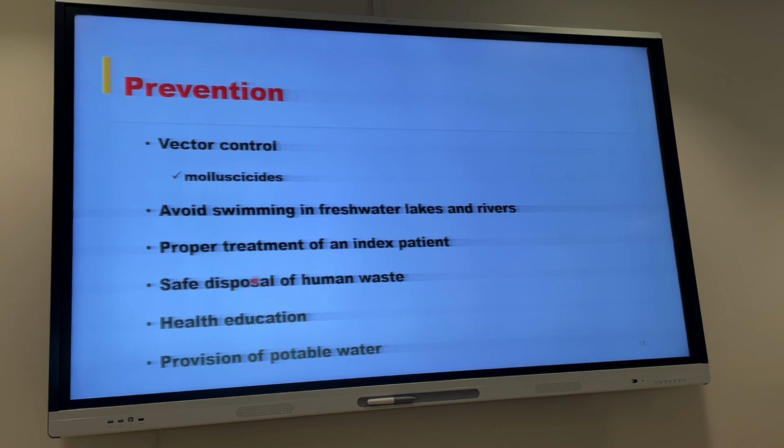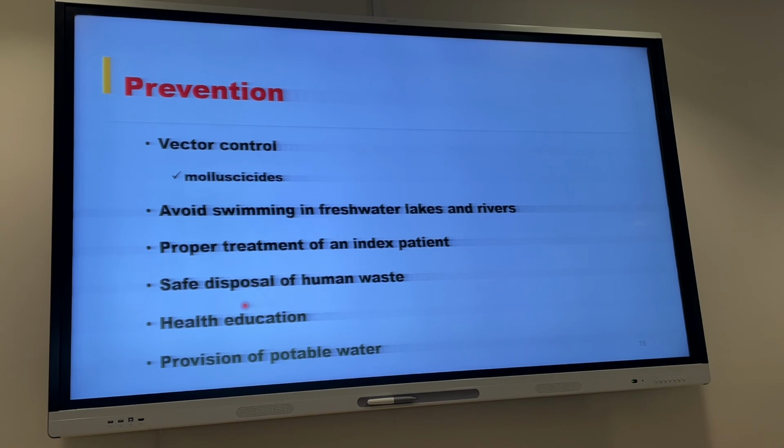Encourage safe disposal of human waste. You can do that through provision of safe disposal facilities, okay? And of course, health education. Health education is important because even if you provide adequate waste disposal facilities, if the people don't appreciate the importance of this, they may not use it. So health education is also important.